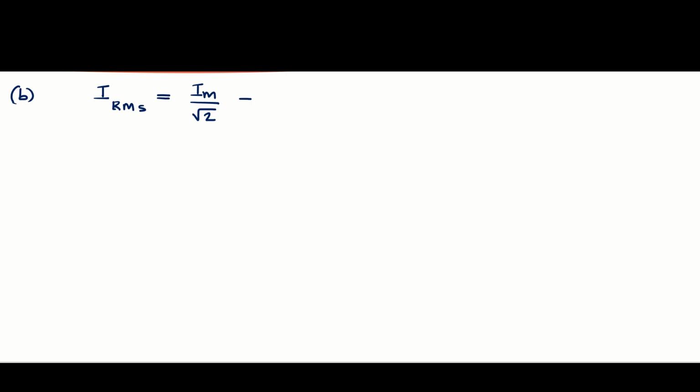So which is equal to, the Im value is 24 root 2 milliampere divided by root 2. So the answer is 24 milliampere. The value of RMS output current is 24 milliampere.